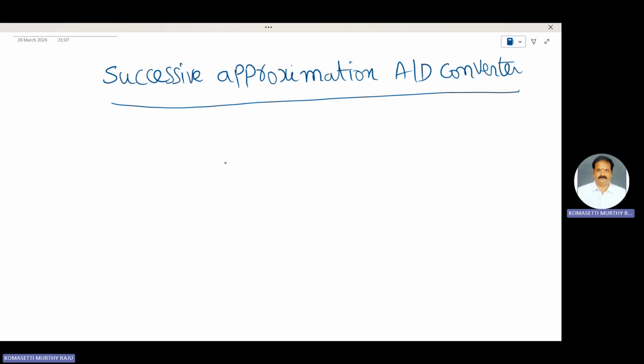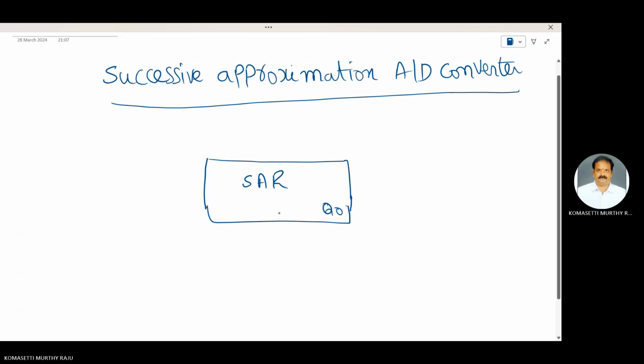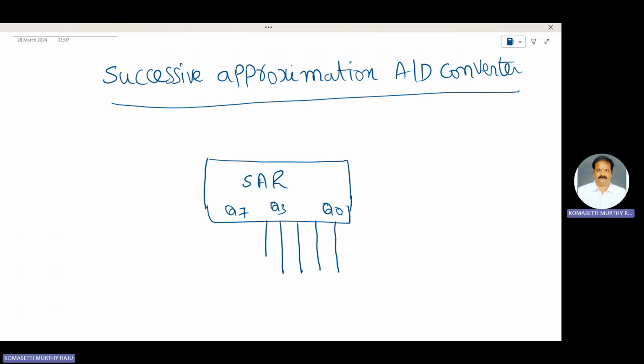The heart of the successive approximation analog to digital converter is the SAR, successive approximation register. Here Q0, Q3, Q7. This one is an 8-bit SAR: Q0, Q1, Q2, Q3, Q4, Q5, Q6, and Q7.